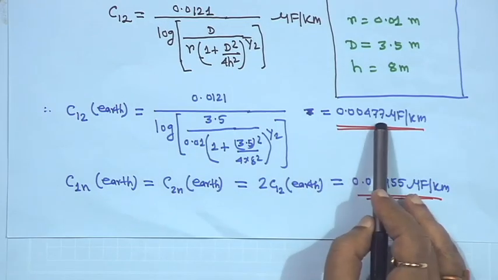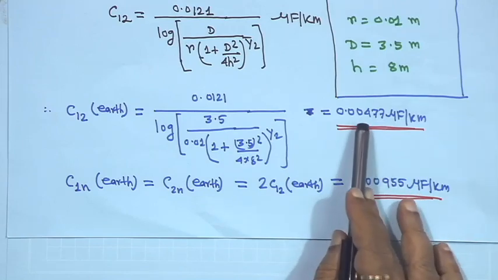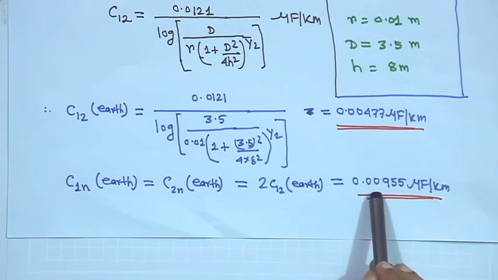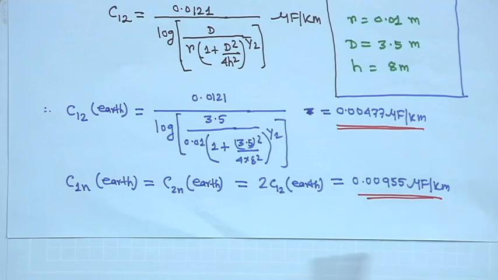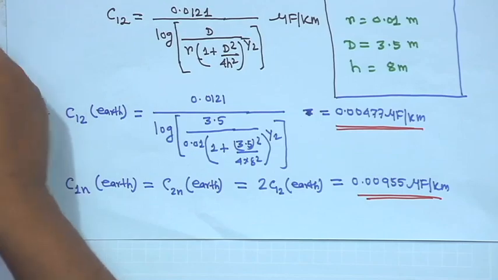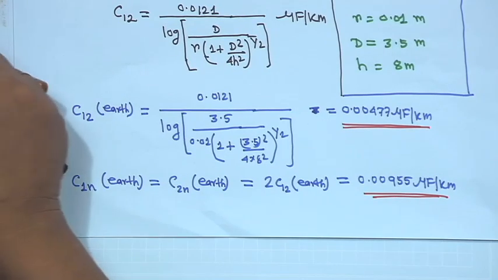So, this is the C12 value, and it will be multiplied by 2. So, it will be 0.00955 microfarad per kilometer. This is the value when the effect of earth is considered.